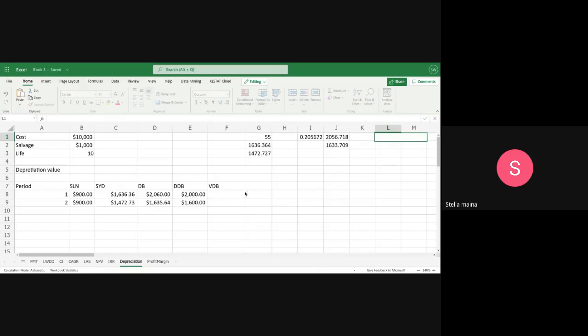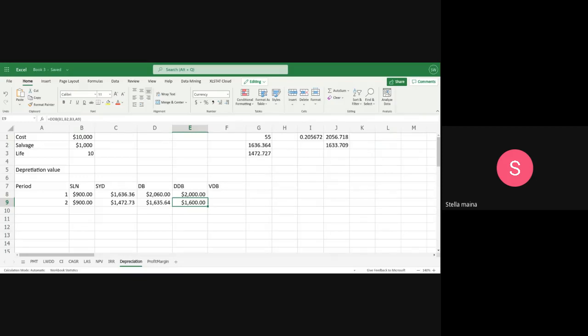And then you will come ahead and say, for the second period, it is going to be 10,000 minus 2,000 multiplied by 0.2, and you will get 1,600 immediately. So you'll just continue doing that. Okay.